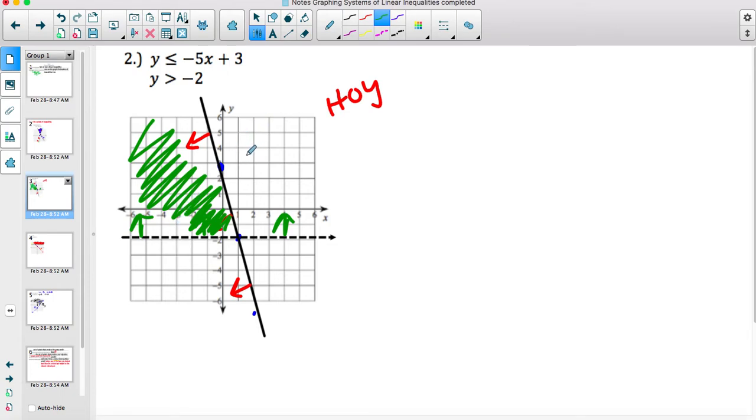At this time, I want you to hit pause and attempt number 3 and number 4. When you are ready, hit play and you will see the answers.